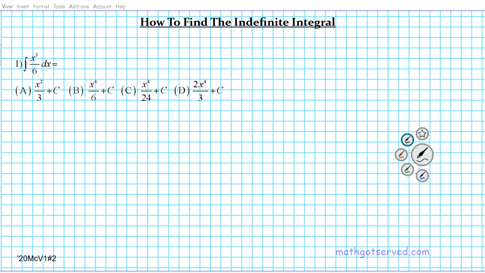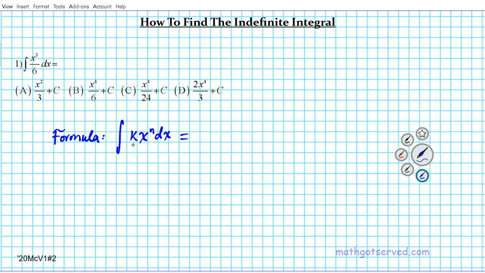On question number 1, you're being assessed on how to find or evaluate the indefinite integral. So the formula that's going to help us evaluate the indefinite integral of x to the third over 6 dx is as follows. Our formula is, if you're integrating a multiple of a power, you're going to apply the power rule.